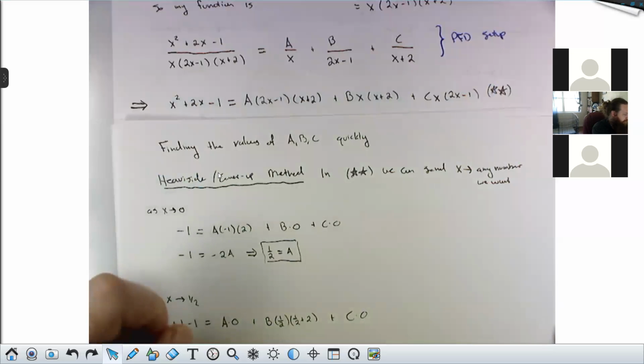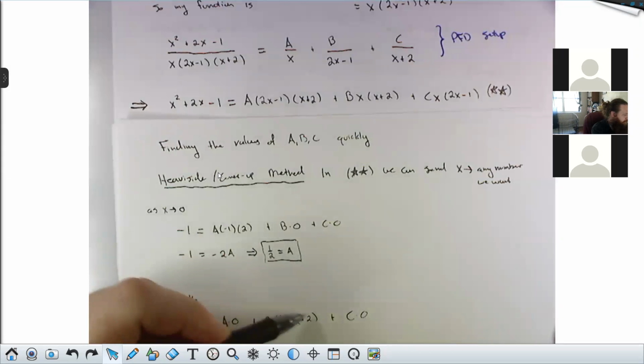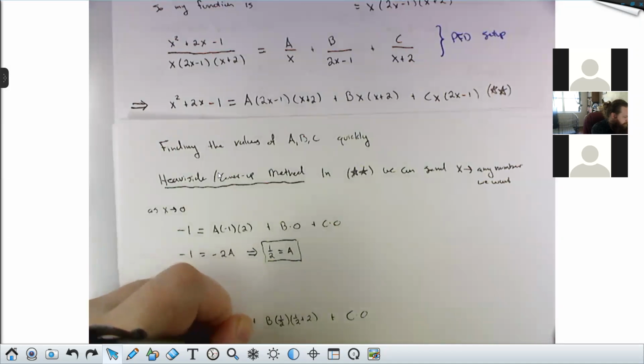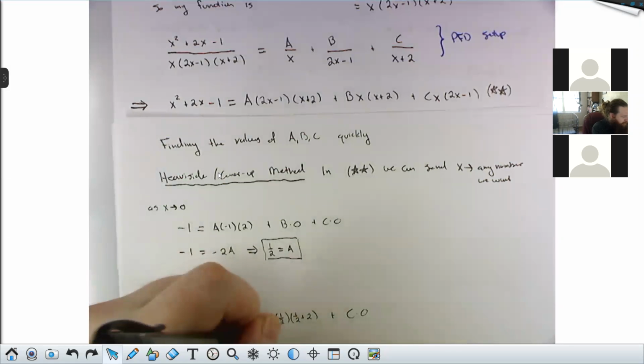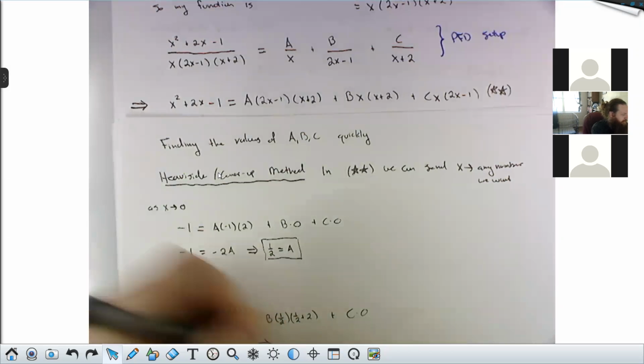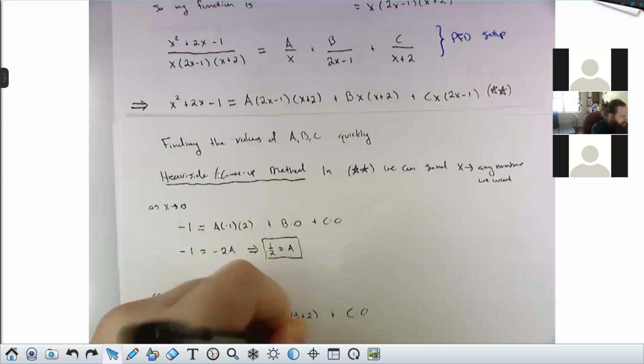So 1/4 plus 1 minus 1 is 1/4. Over here I'll have b times 1/2 times 1/2 plus 2. So 2 is 4/2. This is 5/2. So this is 5/4. Is that right? Yeah, that's right. And now, dividing both sides by 5/4, or multiplying both sides by 4/5, I'll get 1/5 equals b.